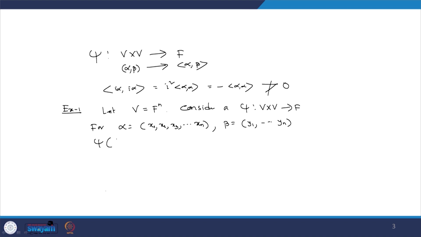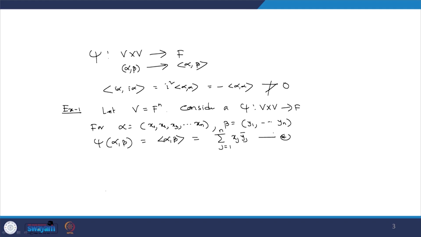Let me define the inner product psi of alpha, beta, which is equal to the inner product of alpha, beta. Suppose alpha is (x1, ..., xn) and beta is (y1, ..., yn). If I define a function like this, psi of alpha beta equal to sigma xj yj bar, j equal to 1 to n, then I claim this function introduces an inner product over the space V equal to Fn.